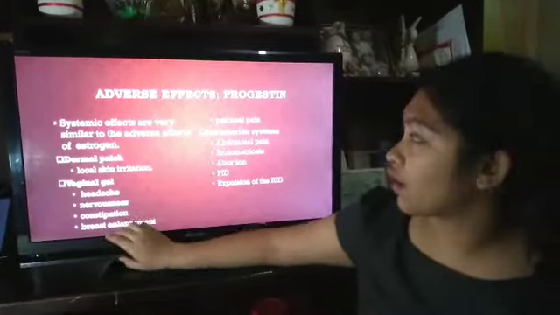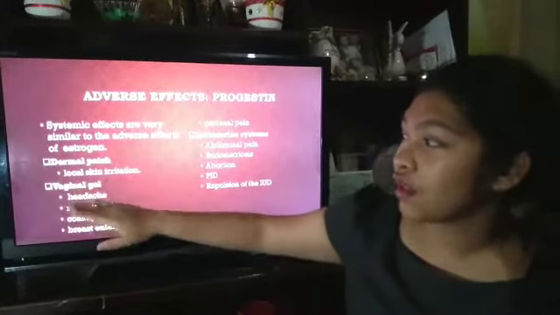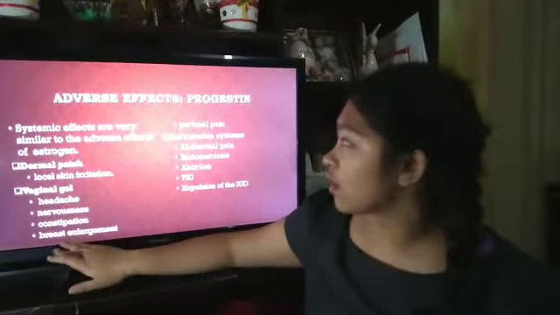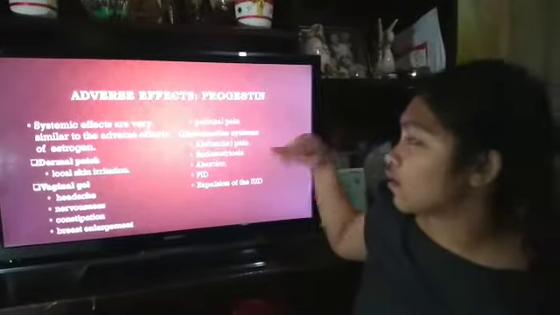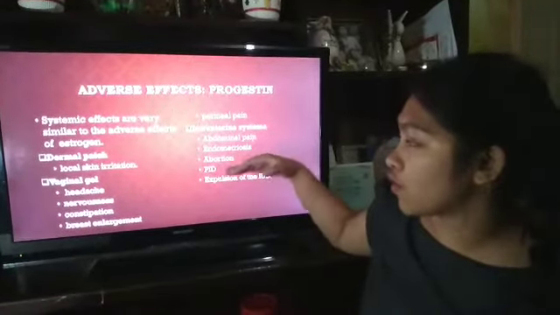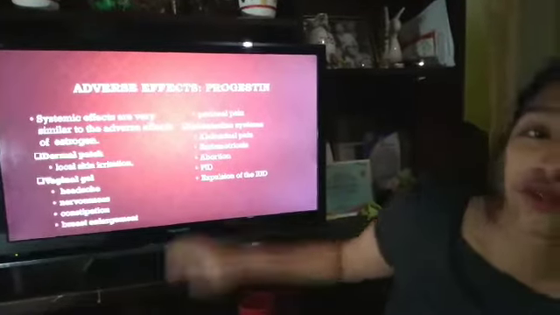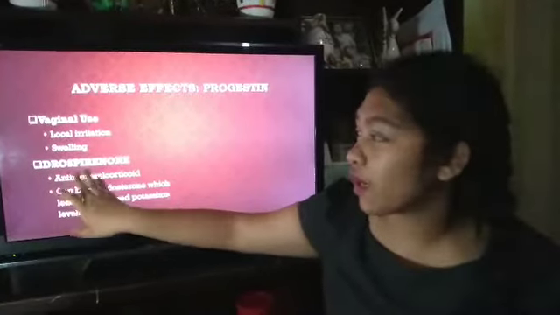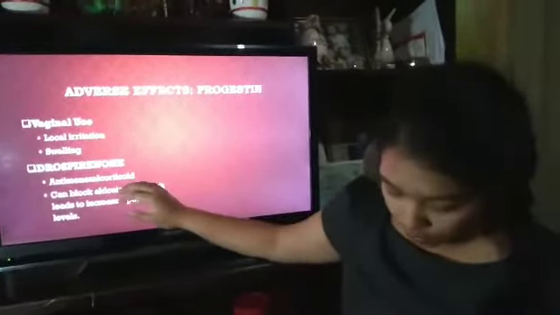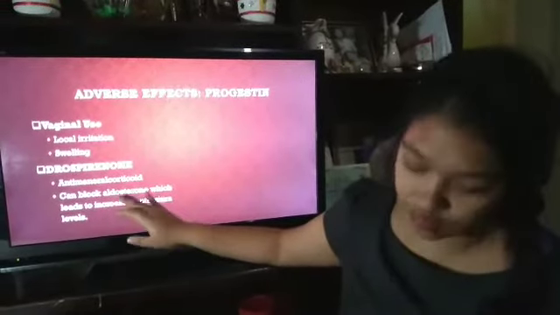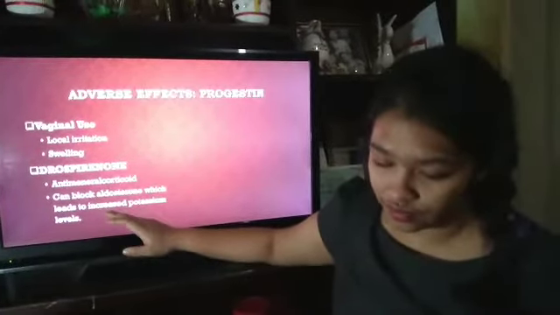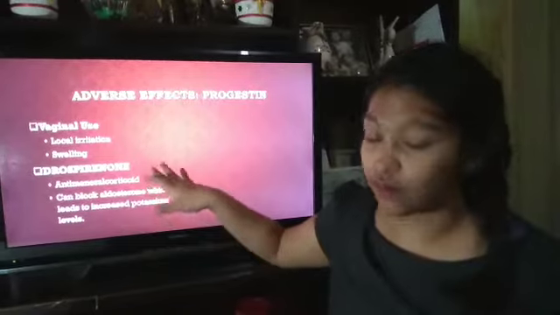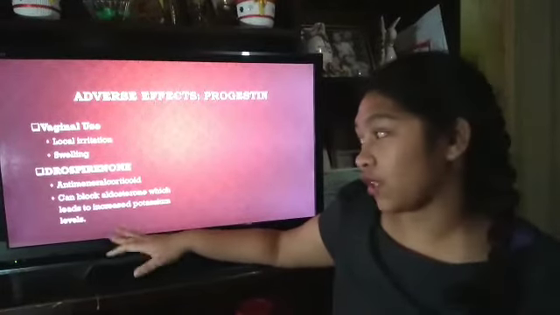Systemic effects are very similar to adverse effects of estrogen. For dermal patch: local irritation. Vaginal gel: headache, nervousness, constipation, breast enlargement, and perineal pain. Intrauterine system, of course: abdominal pain, endometriosis, abortion, PID, and expulsion of the IUD. For vaginal use: local irritation, swelling. Drospirenone is an anti-mineralocorticoid, or aldosterone antagonist. It causes the conservation of sodium and secretion of potassium.